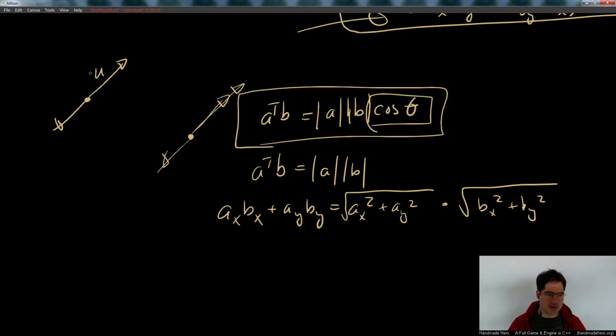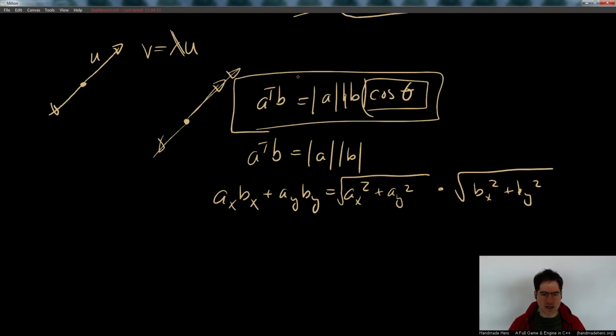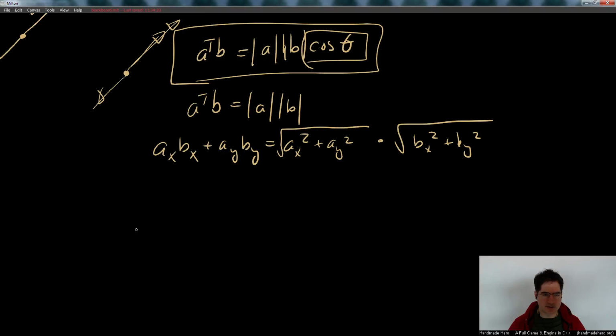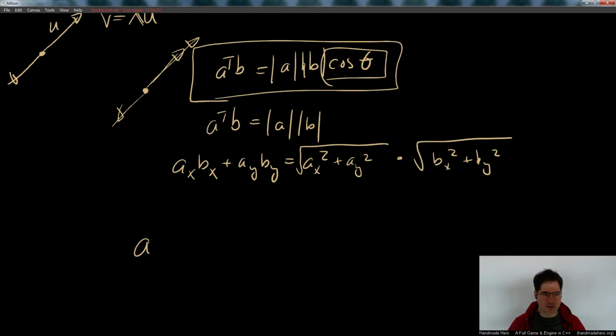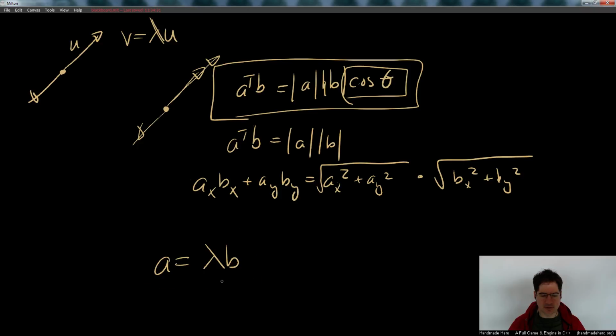I know that anything that is parallel to u as a vector has to be equal to some value. I'll use lambda for that value. Anything that's parallel to it has to be in the form of this equation: the u vector times some value. It can't be anything else because I can't change the direction. All I can do is change the length. So in order for A and B to be parallel, another way to write that would be that A has to be equal to some multiplier times B. I know that that has to be true.